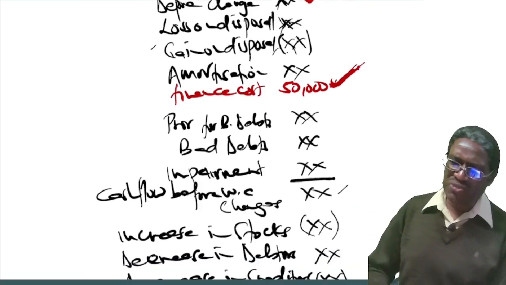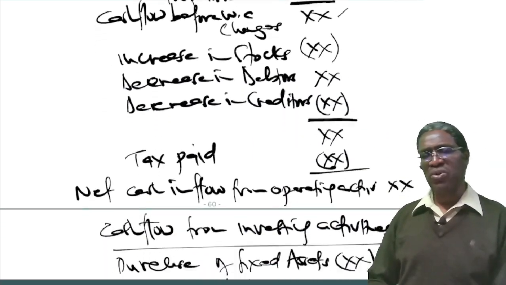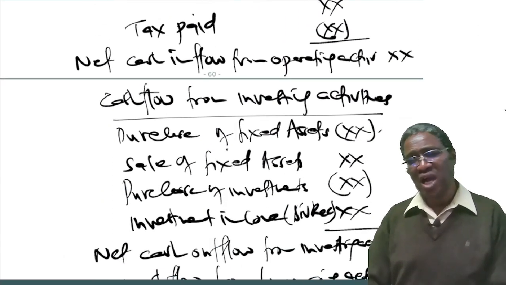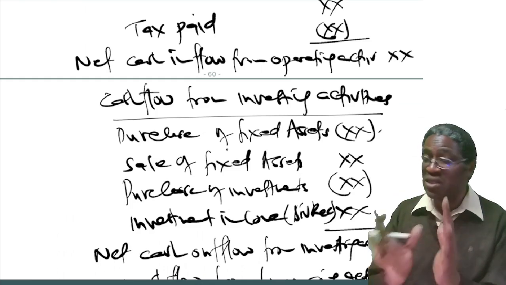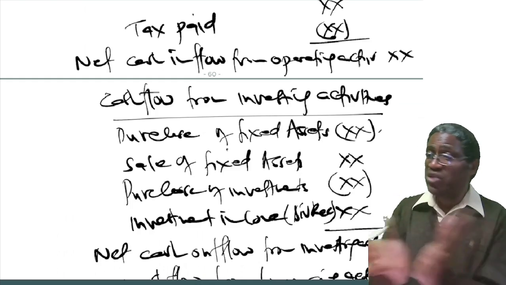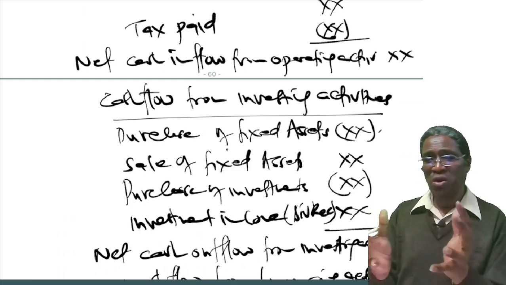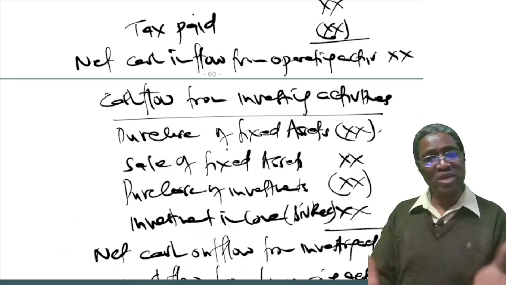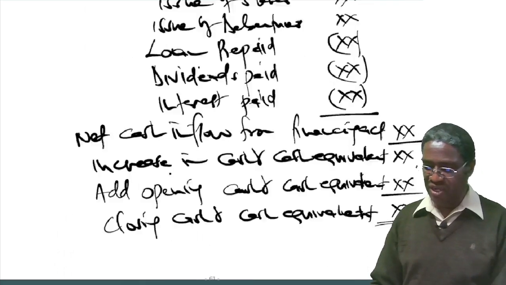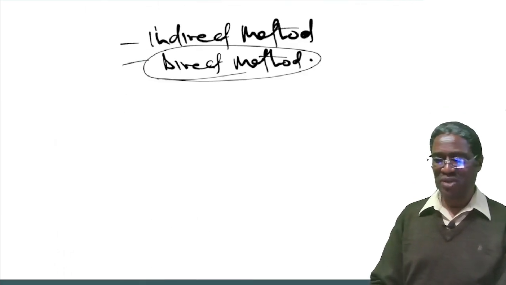How much you purchase for fixed assets. For example, when it comes to investing, how much you purchase of fixed assets. Sometimes the question doesn't tell you. It's your responsibility to determine how much you sold of your fixed asset. You may be told, for example, let me even give you a question. Let me give you a test.